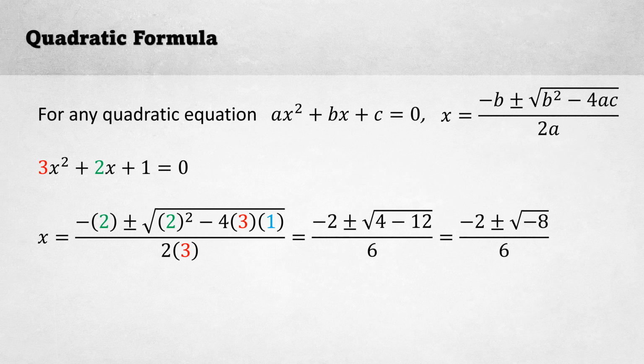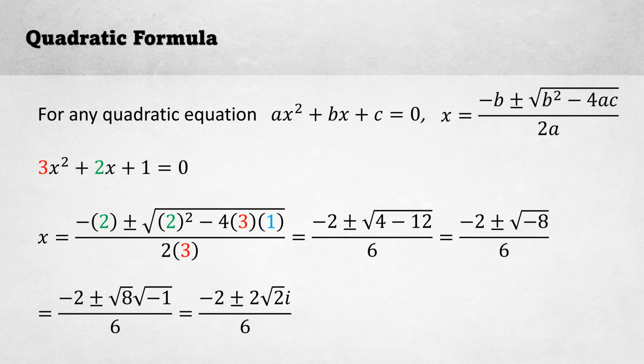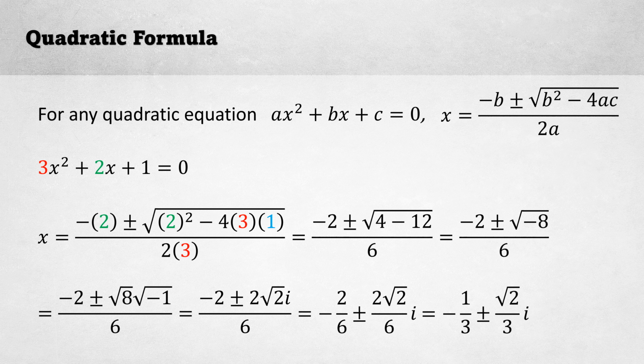Since we have a square root of a negative number, we know that this equation has no real solutions. However, it does have imaginary solutions. We rewrite the square root of -8 as square root of 8 times square root of -1 and simplify it. Note that because these solutions are imaginary numbers, we need to separate the fraction and express the answers as complex numbers in the form of a plus bi.